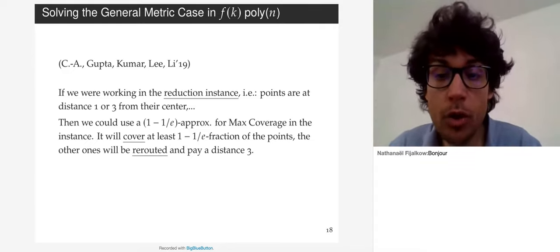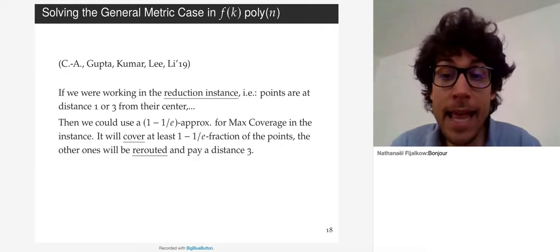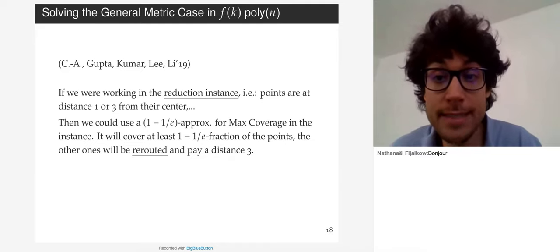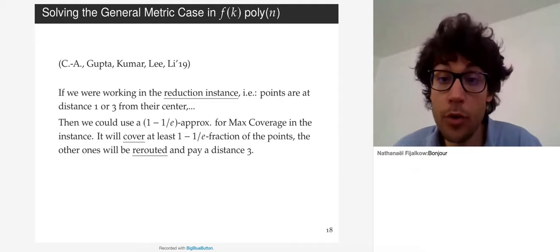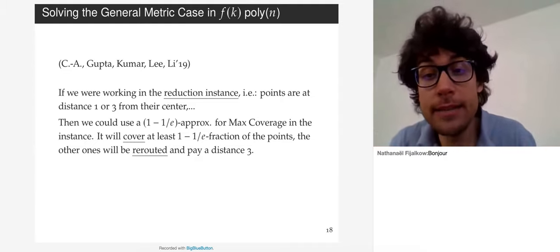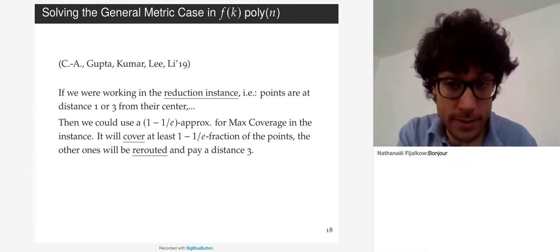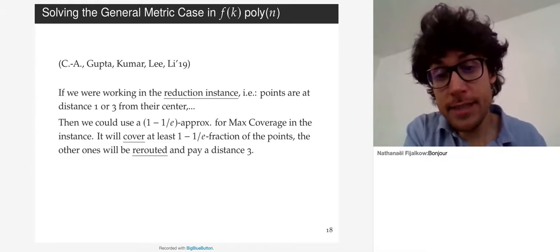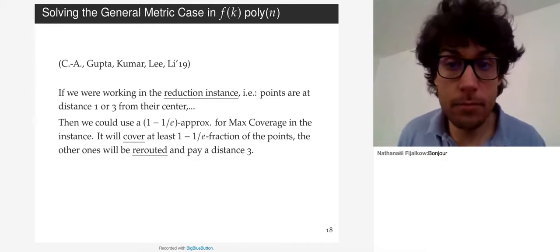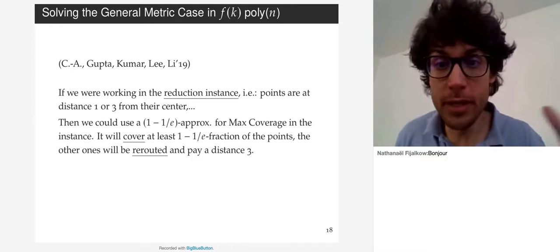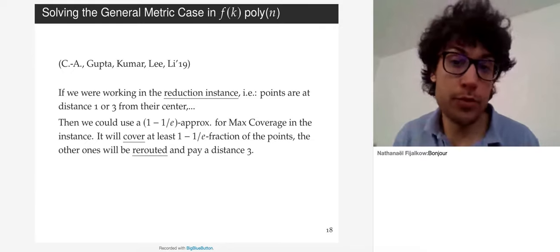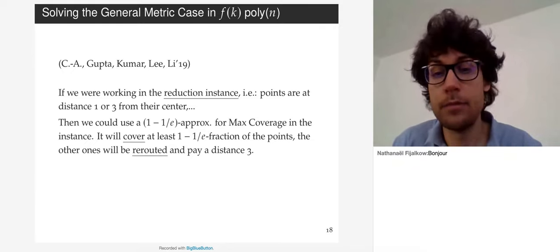If I'm constrained to working on the reduction instance where points are at distance 1 and 3, then there is an approximation algorithm for max coverage that achieves 1 minus 1 over E, which is tight. Just the greedy for set cover, for example, will do it. And if you were getting 1 minus 1 over E on the reduction instance, you would get exactly the 1 plus 2 over E result we were getting before, namely that 1 minus 1 over E will be covered at distance 1, and a 1 over E fraction would be at distance 3, so 1 plus 2 over E in total. And that will be happy.